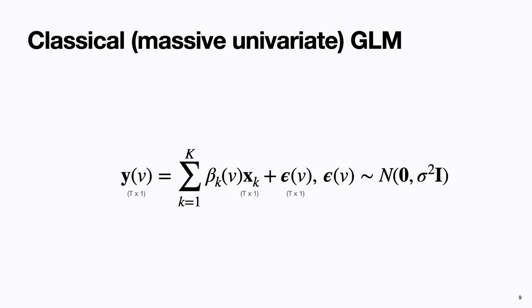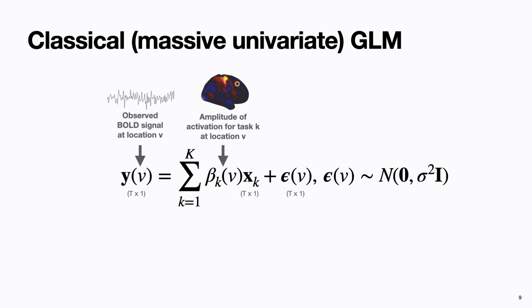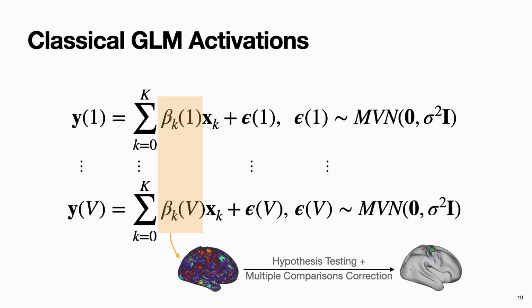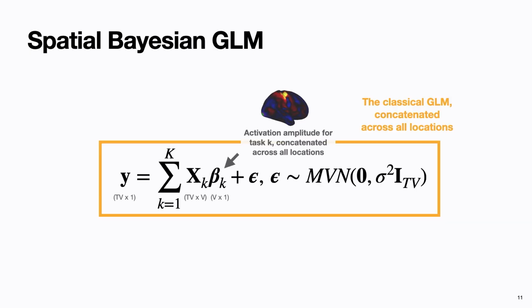Okay, so if I would just write this in equation form, we're relating the observed BOLD signal at a particular location to the amplitude of activation under every task at that location based on a particular design matrix. So this is just the classical GLM. We're fitting this model at every voxel or vertex V. And so, of course, we have an image. We don't have a single voxel. So what we do is then combine across all of those models to form a statistical parametric map, or SPM, where we can do hypothesis testing and correct for multiple comparisons to get areas of activation. So this is the familiar approach.